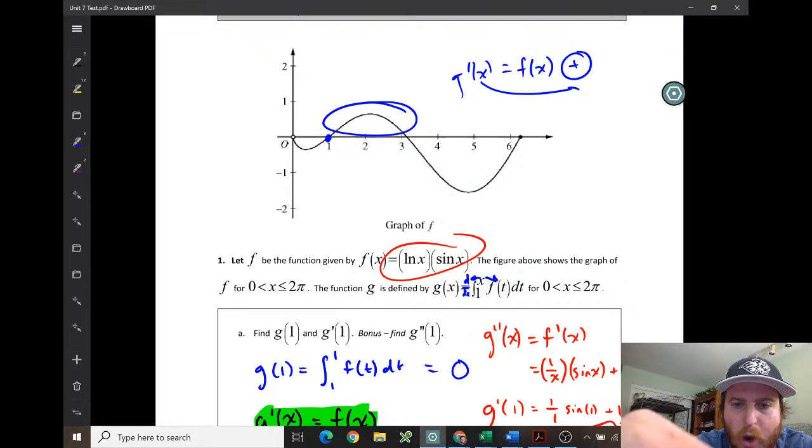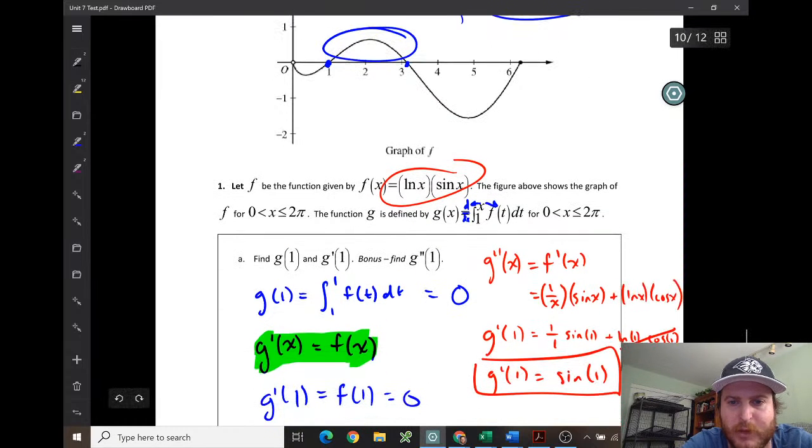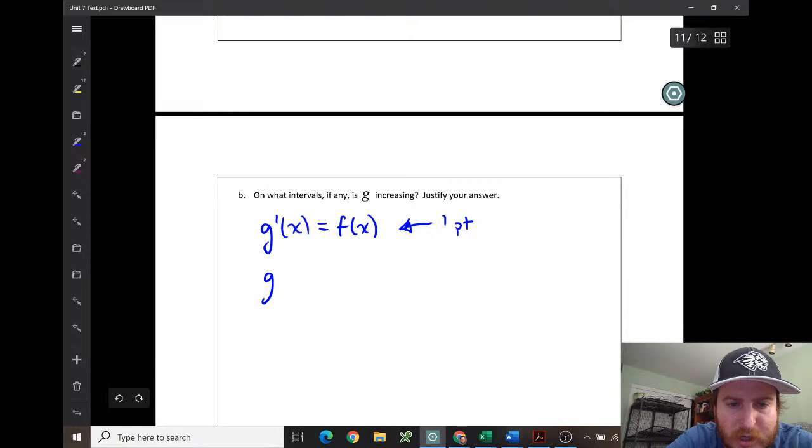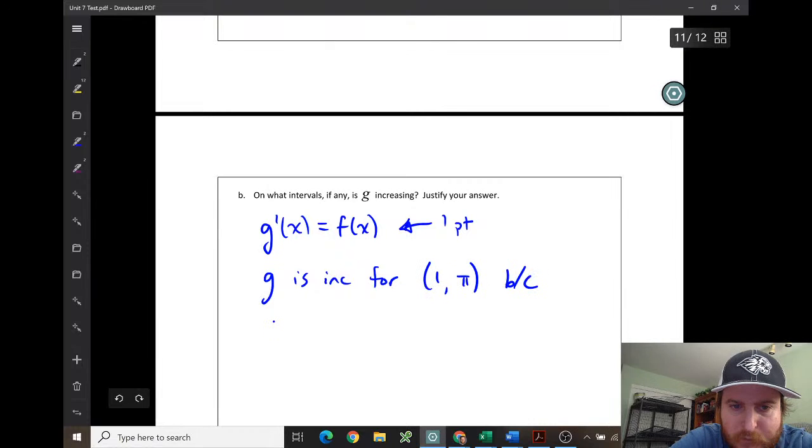So that's between 1 and, now this one's a little bit hard, but because we see sine of x in there, we can kind of assume that this is pi, 3.14. I probably should have written that for you guys, but I think it's kind of obvious that it's pi. If you put between 1 and 3, I'll still probably give you points, or if you guess something else like 3 point something, but that was pi. So g is increasing for 1 to pi because g prime of x equals f of x is positive for that interval.